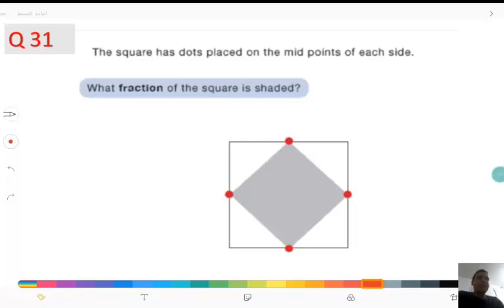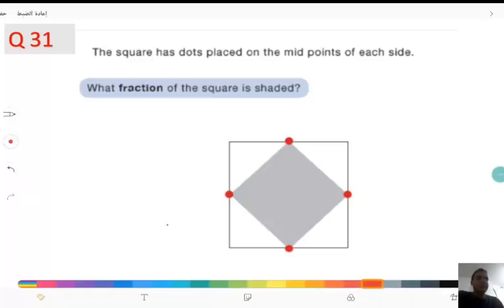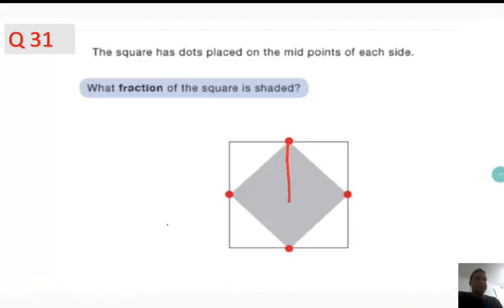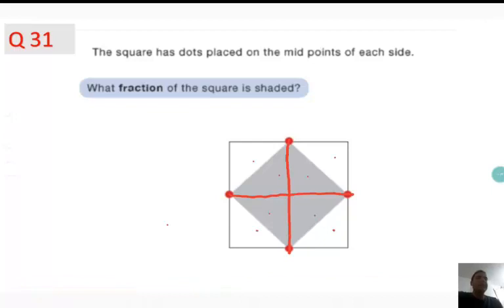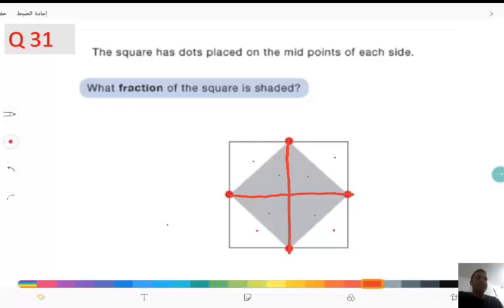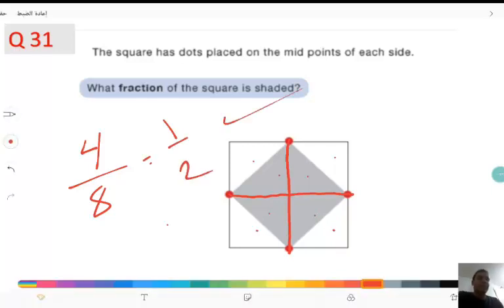The square has dots placed on the midpoints of each side. What fraction of the square is shaded? To find the fraction of a shape, we have to find equal parts. If we divide this shape by matching the points, then we will now have 1, 2, 3, 4, 5, 6, 7, 8 equal parts of the shape. 4 of them are shaded, so 4 shaded out of 8 total equal parts, which is half. This is the fraction of the shaded part.